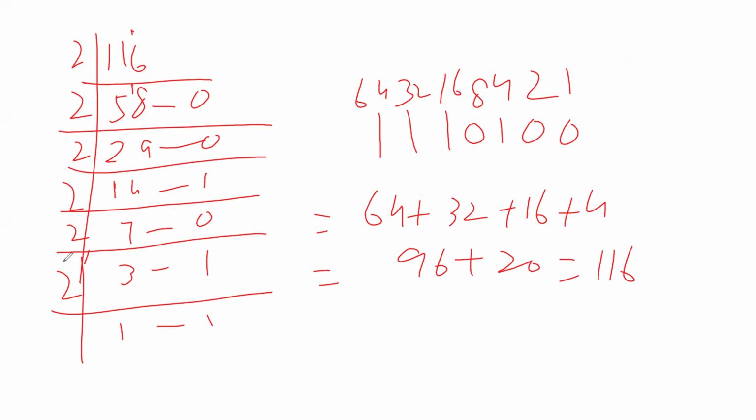Now we'll do the next conversion. Basically, there are six conversions. The first two we have done: decimal to binary and binary to decimal.